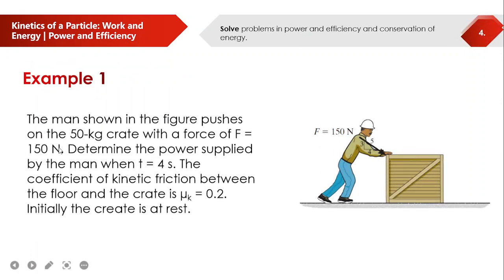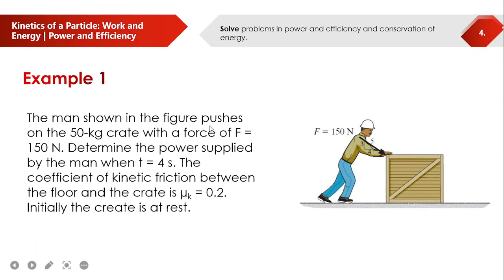So let's apply, no? Let's have an example. So the man shown in the figure pushes on the 50 kilogram crate with a force of F is equals to 150 Newton. Determine the power supplied by the man when t is equals to 4 seconds. The coefficient of friction between the floor and the crate is mu sub k is equals to 0.2, and initially the crate is at rest.